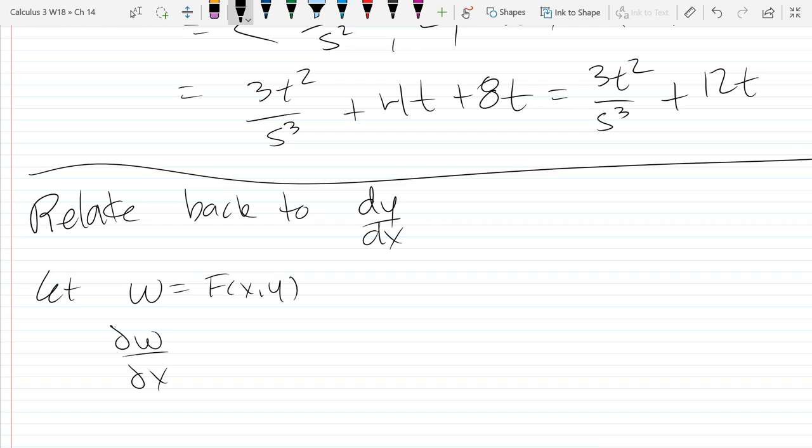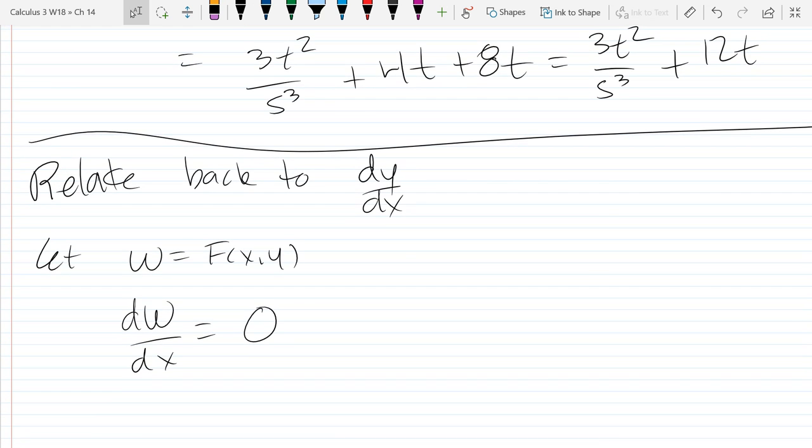dw over... all right, so in my notes, I've got to think of why I wrote this. No, nothing's working. Erase. All right. So in my notes, I've written the x derivative of w is 0.